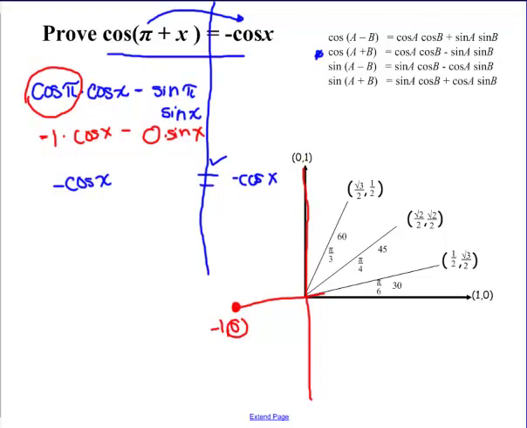Now these formulas are huge in calculus. You have to know them dead cold. And that's why we're teaching them now to you here in Algebra 2. So that when you get to calculus and you do derivatives and everything, they look familiar.